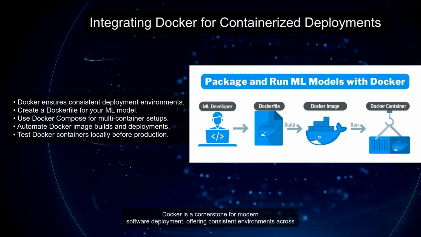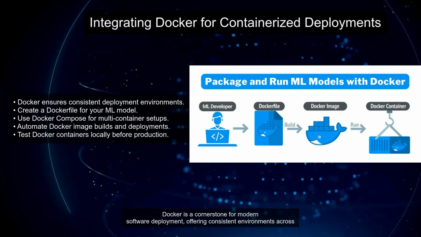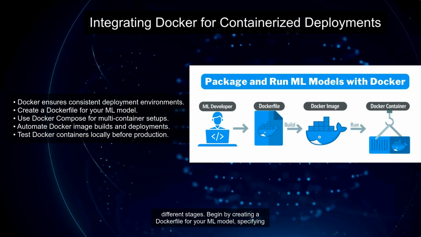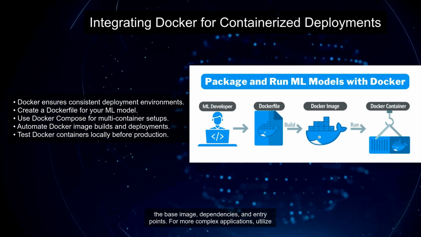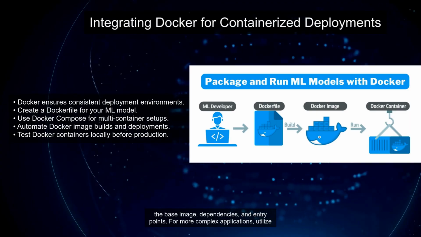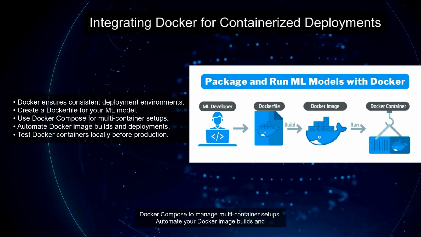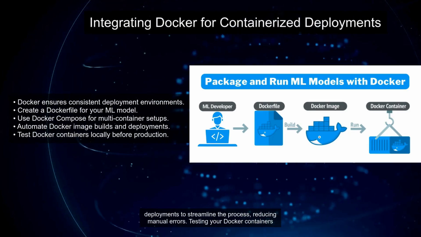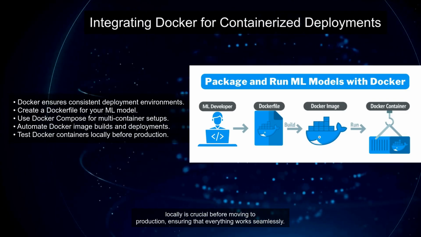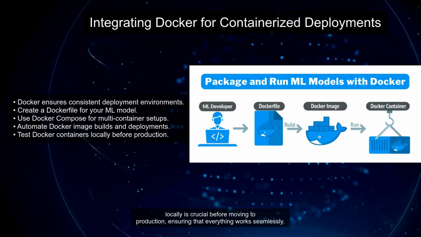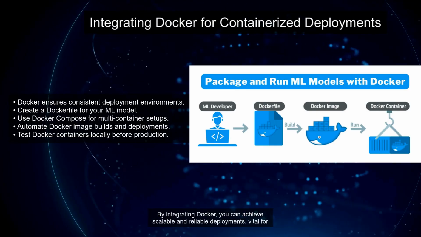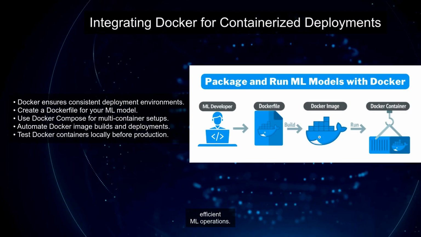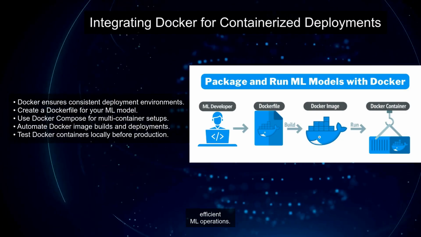Docker is a cornerstone for modern software deployment, offering consistent environments across different stages. Begin by creating a Dockerfile for your ML model, specifying the base image, dependencies, and entry points. For more complex applications, utilize Docker Compose to manage multi-container setups. Automate your Docker image builds and deployments to streamline the process, reducing manual errors. Testing your Docker containers locally is crucial before moving to production, ensuring that everything works seamlessly. By integrating Docker, you can achieve scalable and reliable deployments, vital for efficient ML operations.